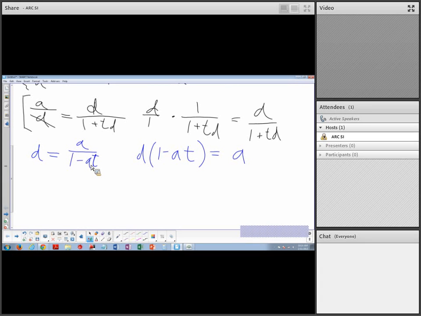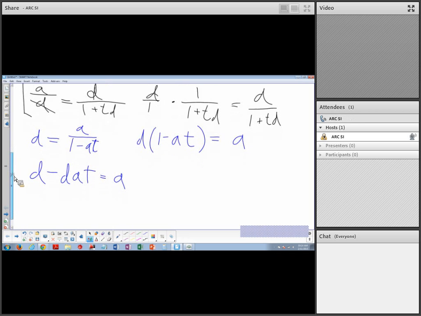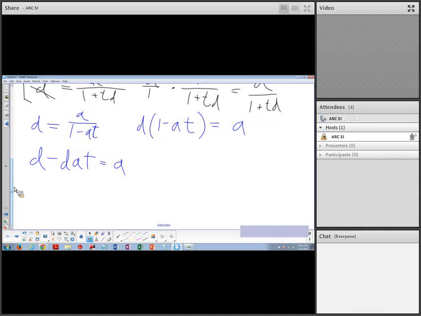Now, what? This is a repeat. So, Xavier? Distribute. D minus DAT. Okay, let's not divide by A this time. What can we do instead? We want to get A by itself. So all the A's need to be on one side, right? You could add DAT to both sides.